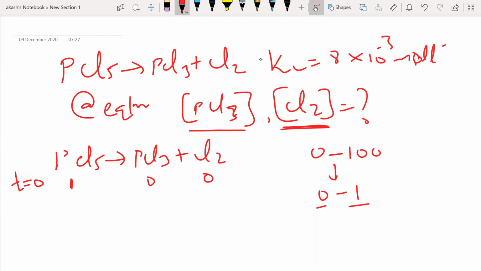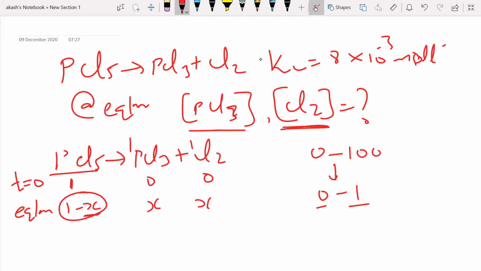Now when I have equilibrium, let me say EQLM, equilibrium has been attained, right? Now assume that some X would have reacted, some X percentage of PCl5 would have reacted. If you look at the stoichiometry, 1 mole of PCl5 gives 1 mole of PCl3 and 1 mole of Cl2. So if I had X moles reacting, obviously I'll be getting X moles and X moles here.